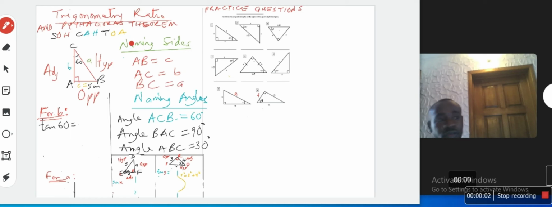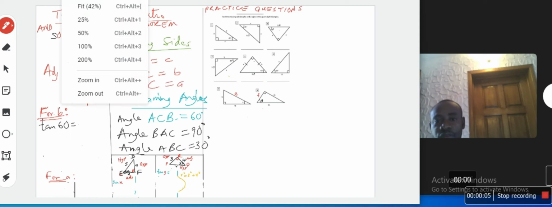It's about trigonometry ratio. You're on page 1, right? Page 7. Page 7, exactly.